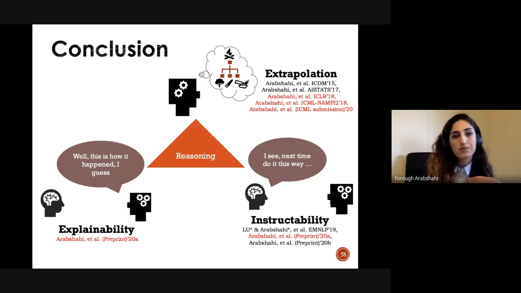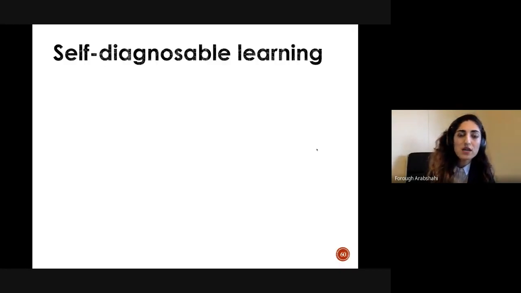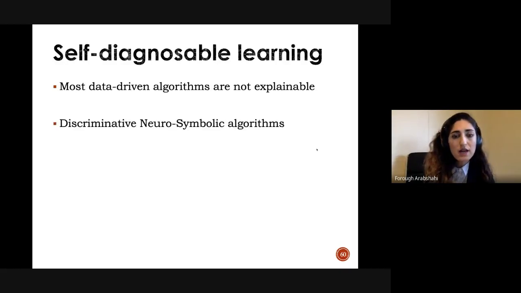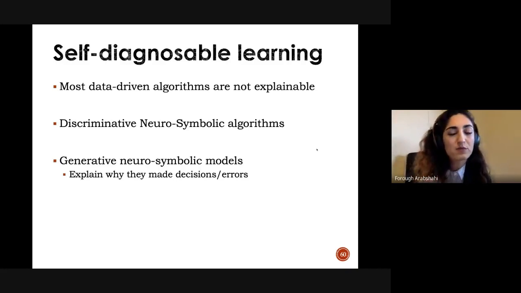and instructability. In the future, I'm interested in a few interesting directions, and I'm going to start with my short-term plan. I'm interested in developing self-diagnosable learning algorithms. As we know, most data-driven algorithms are not explainable. So far, I have only done research on discriminative neuro-symbolic algorithms. In the future, I'm interested in developing generative neuro-symbolic models that generate symbolic outputs that can be used as explanations of the model's decisions or errors.